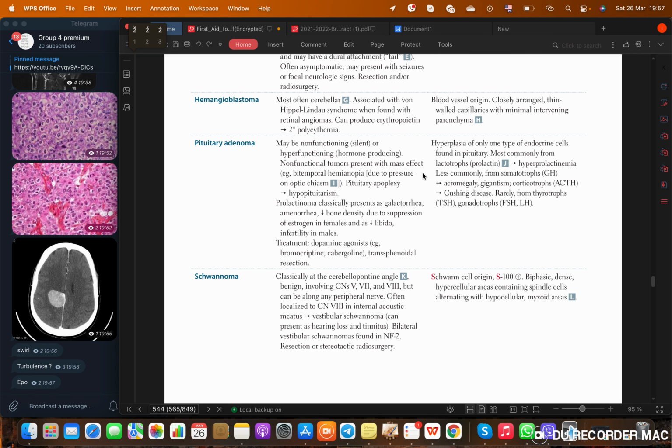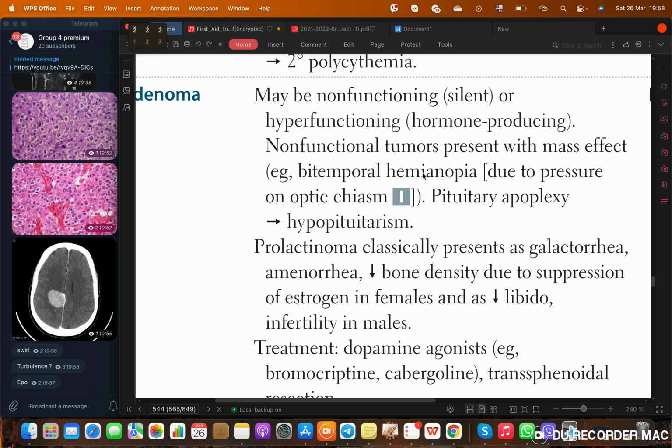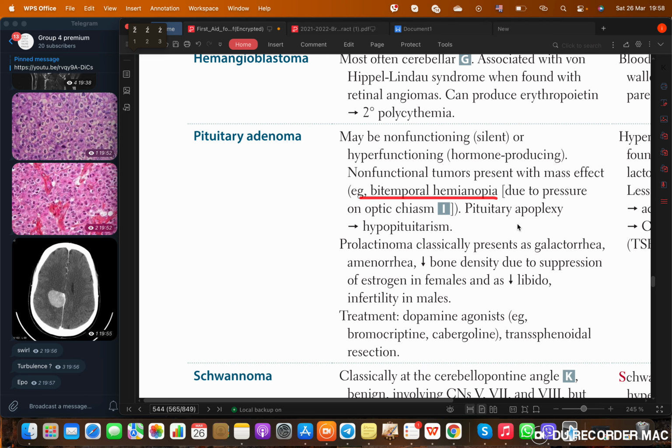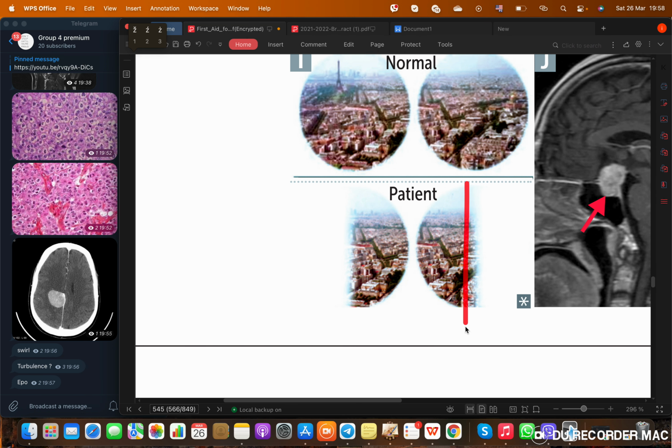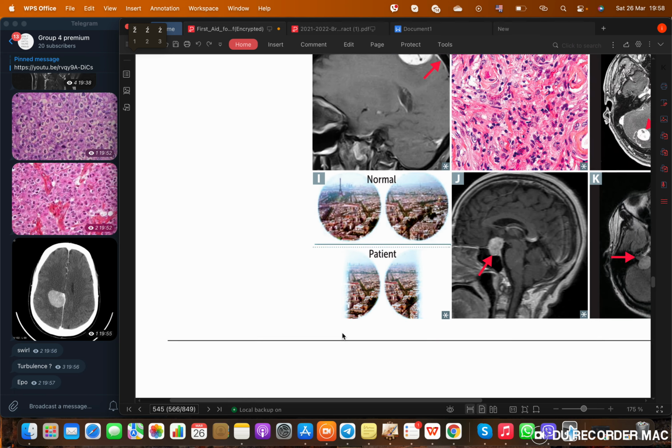The next tumor is pituitary adenoma. It's so many types. It might be non-functioning or silent or hyperfunctioning, which produces hormones, which are normally produced from the pituitary gland. Non-functional tumor presents with a mass effect. Well, it's a big tumor, so it can compress the optic chiasm, which lies directly under the pituitary gland. So that can lead to bitemporal hemianopsia due to the pressure on the optic chiasm. So what is bitemporal hemianopsia? The patient will not be able to see the lateral portion of his visual field.